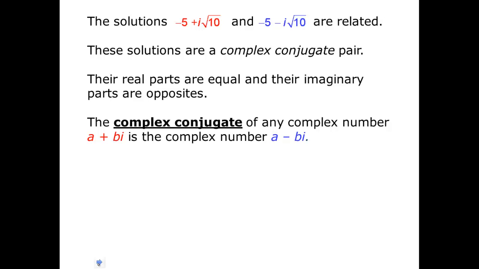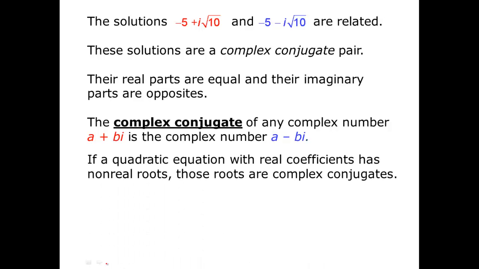Okay, our last part here, we are talking about complex conjugates. If we have negative 5 plus i root 10 and negative 5 minus i root 10, these are what we call complex conjugates. Because the only difference in the two expressions, one is plus in the middle and one is minus. So a complex conjugate of any complex number, a plus bi, is a minus bi.